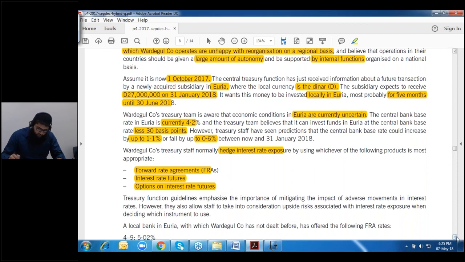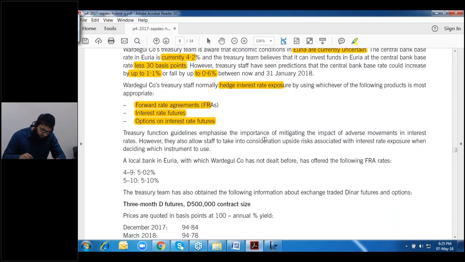Now what it says? It says Treasury function guidelines emphasize the importance of mitigating the impact of adverse movement in interest rates. However, they also allow staff to take into consideration upside risk associated with interest rate exposure when deciding which instrument to use. Now, a local bank in Urea, which Vertical has not dealt with, has offered the following FRA.